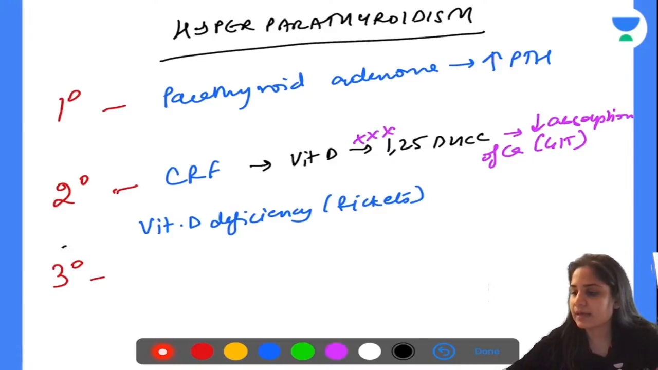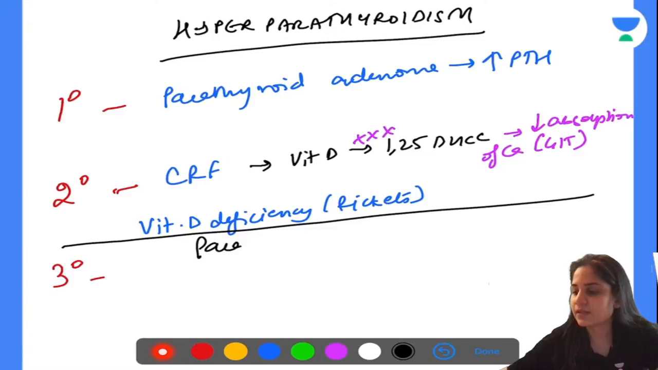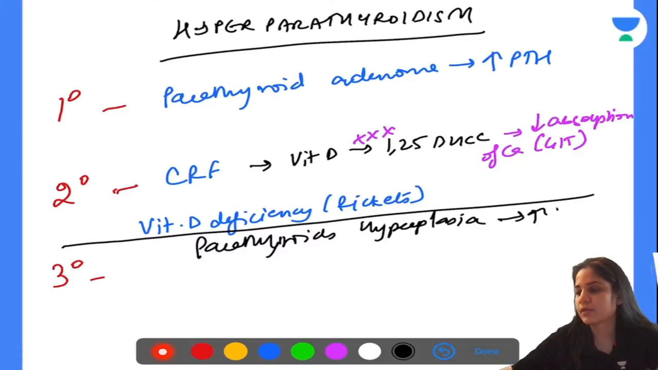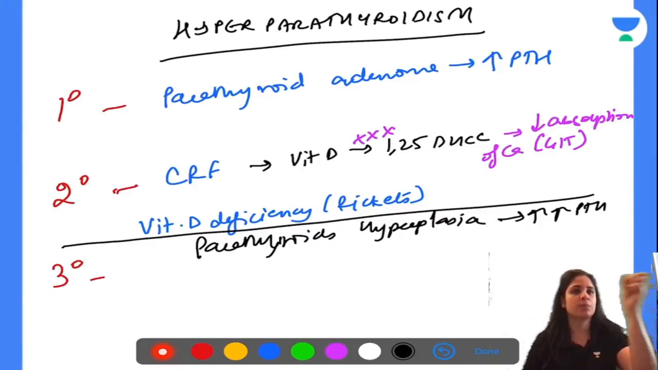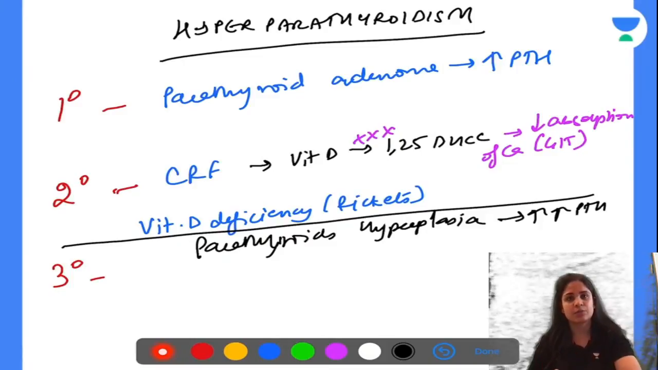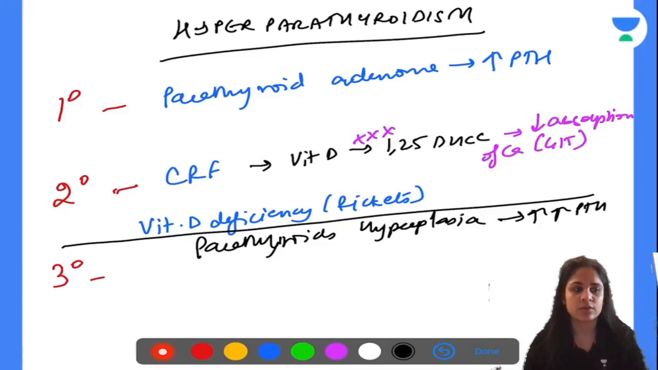Automatically your parathyroids that are there, they will become hyperplastic. Okay, and they will start producing more and more parathormone. They increase the parathormone secretion. So if they increase the parathormone secretion, more and more calcium is picked up from the bone and it is put into the blood. Okay, so since in the GI there is no absorption, in the kidney there is no reabsorption, the only way it can get it is from the bone.